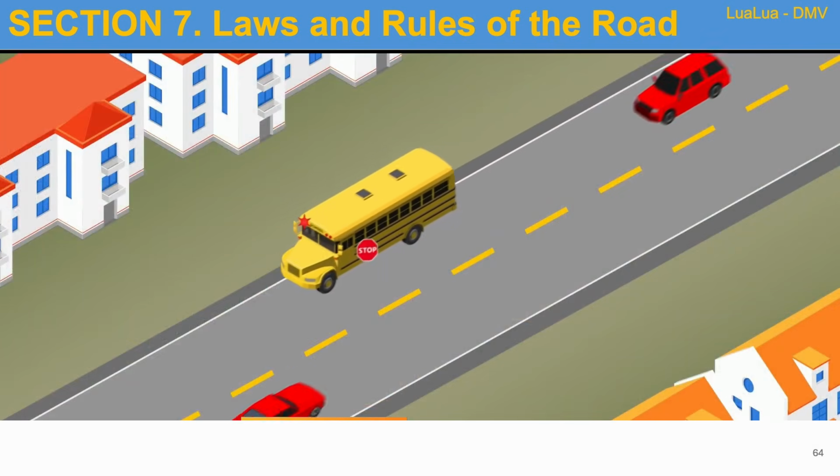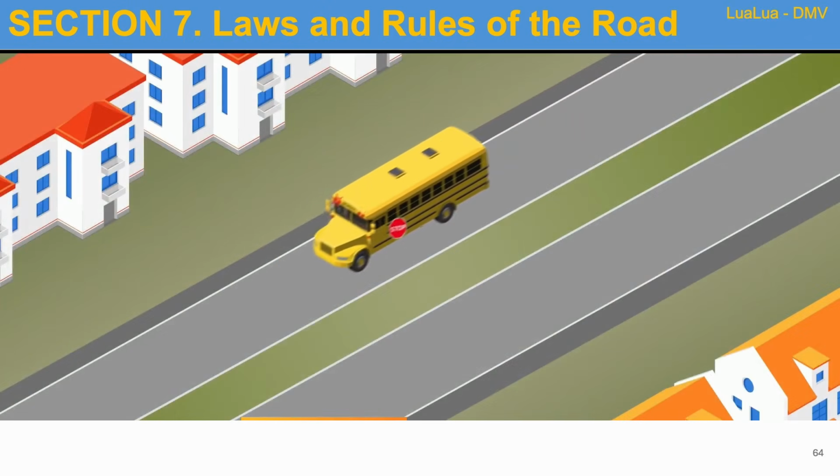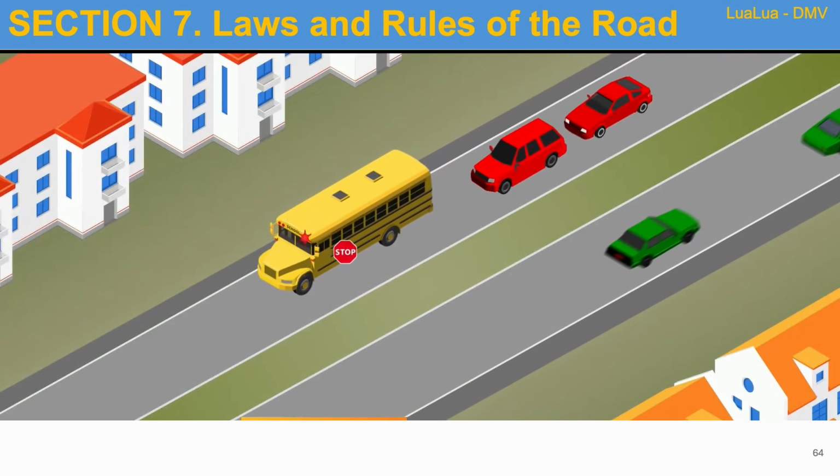If you fail to stop, you may be fined up to $1,000, and your driving privilege could be suspended for 1 year. If the school bus is on the other side of a divided or multi-lane highway, 2 or more lanes in each direction, you do not need to stop.